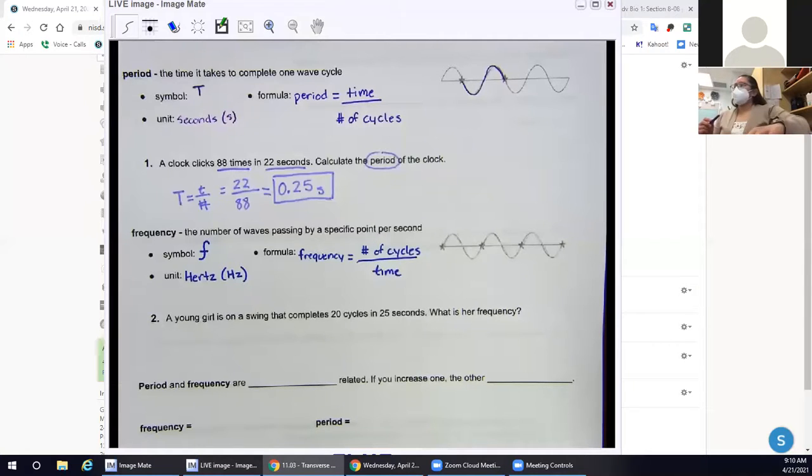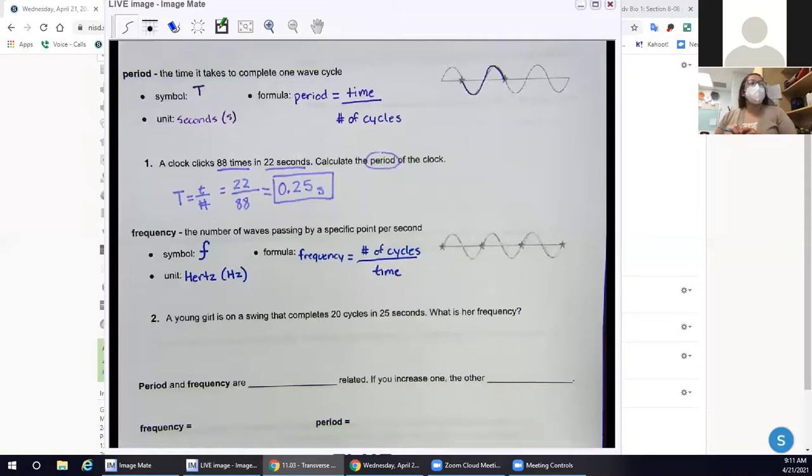So if we get a whole number for period, for the same question for frequency, we'd get a fraction. But most of the time, periods are going to be smaller than frequencies because usually time's smaller than the actual frequency.